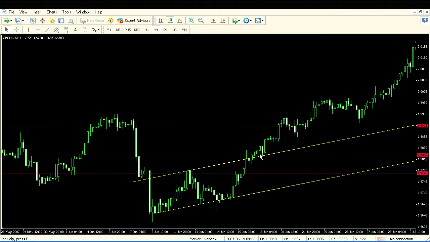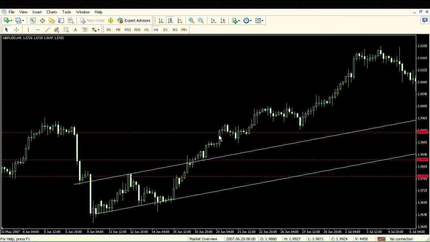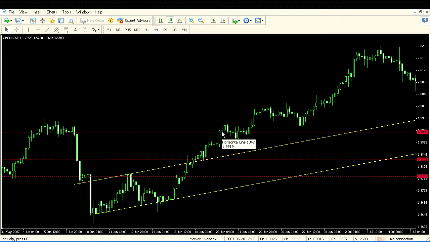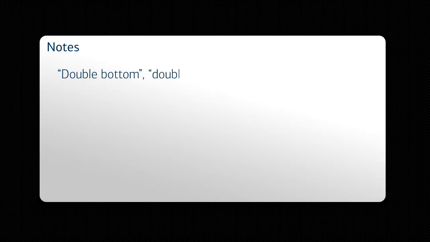We can see a further movement. The set goals are reached in the end. How long did the position work? 6 or 7 candlesticks. It's the 4 hours chart. So the goal was reached within 24 or 36 hours, and the position was closed in profits. The double bottom pattern has worked off 100%. Notes: double bottom, double peak, reversal patterns.